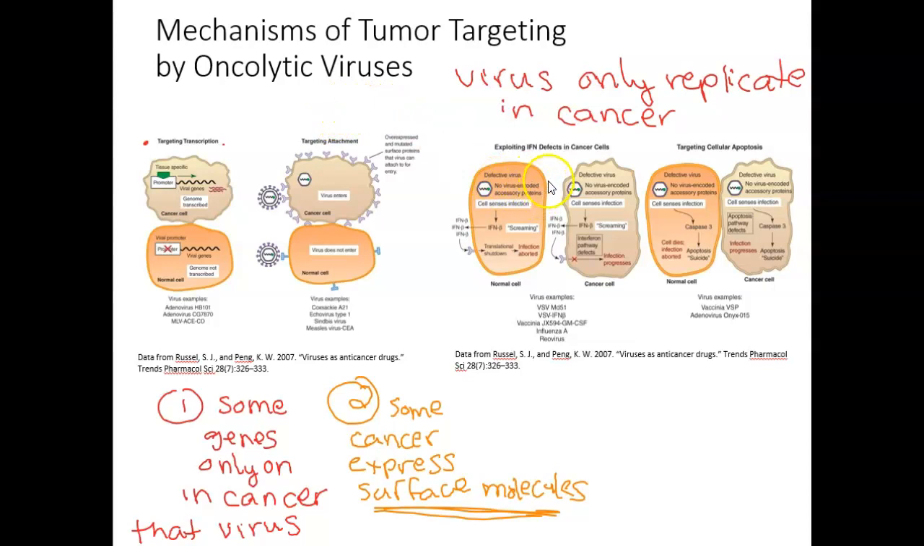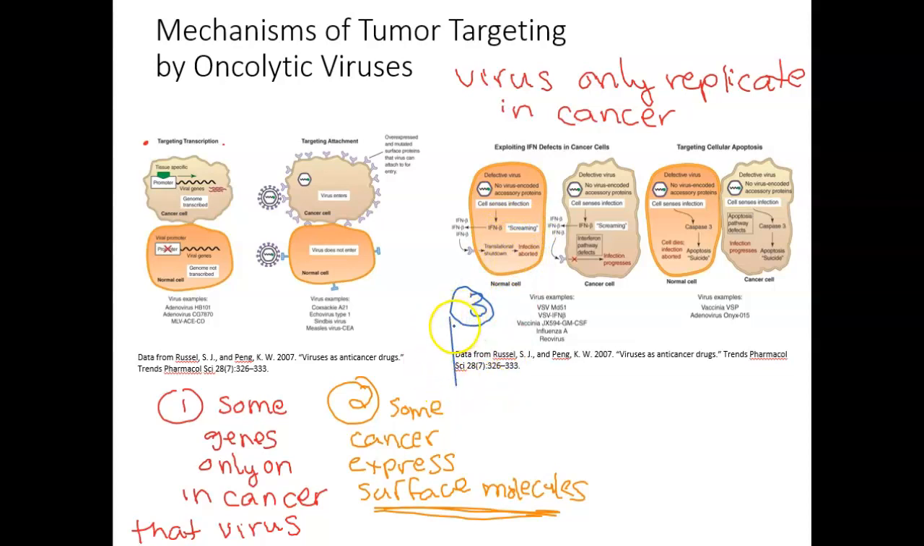Now, the next one here is exploiting the innate immune system. So you've got the antiviral state. Remember, interferon is really important for triggering that antiviral state. Now, in a normal cell, you've got interferon signaling. Interferon signaling is going to stop the viral infection.